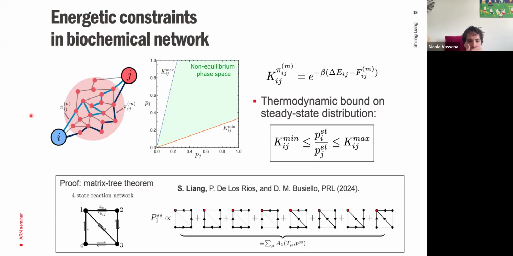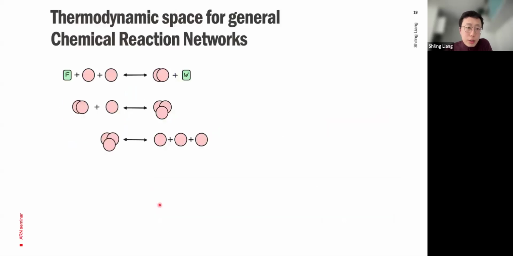Thanks. That means this proof and this argument only holds for systems which can be represented by this kind of simple graph. Yes. So this is the first result, only for simple graphs, and it can be proven using the matrix tree theorem. And in the next slide, I will show that this kind of argument also holds for more general chemical reaction systems.